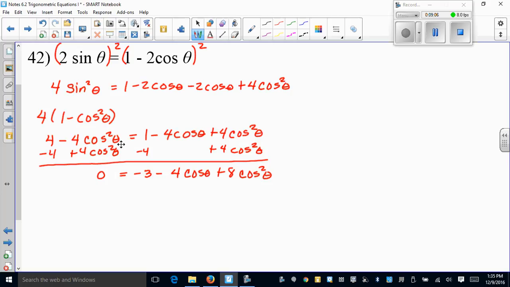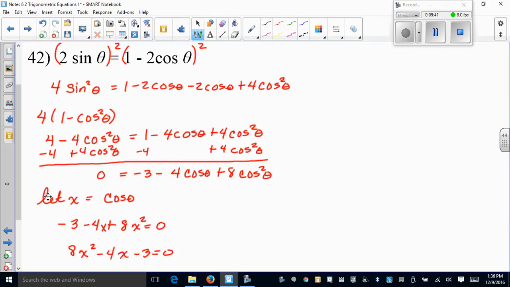You could have changed this at any point after you change sign. So at this point I'm going to let x equal cosine of theta. So now I have negative 3 minus 4 plus 4x, plus 8x squared equals 0. Just to make my life easier, I put this in descending terms. So 8x squared minus 4x minus 3 equals 0.